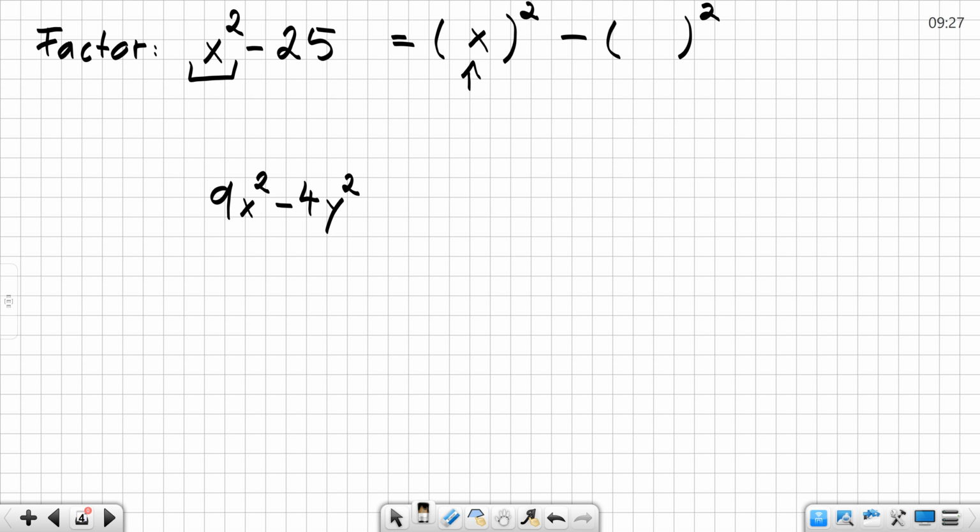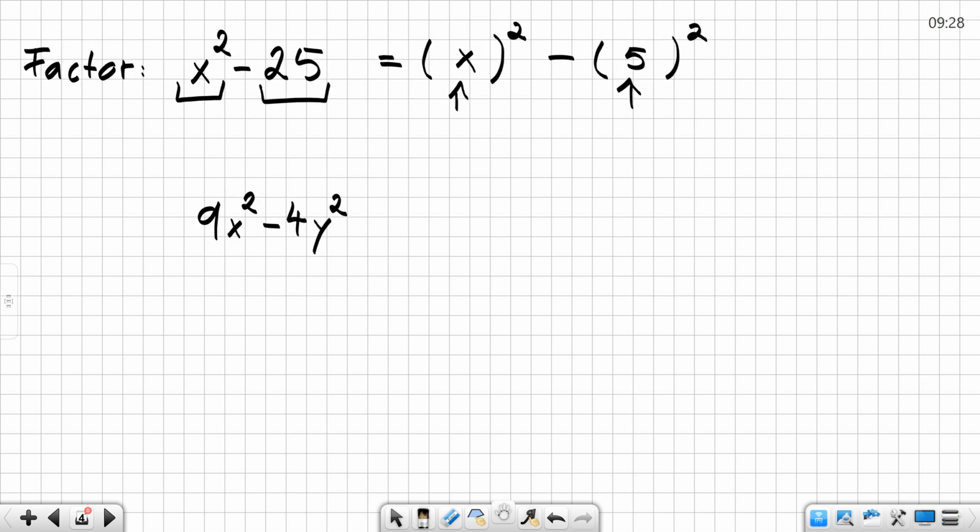Well, that's going to be easy. There's just an x. What do I have to put in here so that if I go backwards, the result would be 25? Well, that's going to be just 5. And what I have now is the difference of two squares, and all I need to do now is write down the product. This will be x plus 5 times x minus 5. And if I want to check this by multiplying it back out again, I will get x squared minus 25.